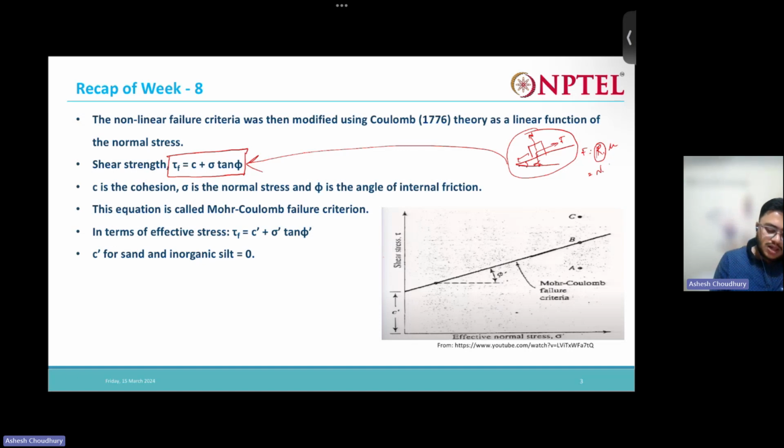Friction ratio is nothing but tan of the angle of repose. So that angle of repose is nothing but our friction angle here. Okay, so this is how these two things were related in terms of soil and this Coulomb's theory.